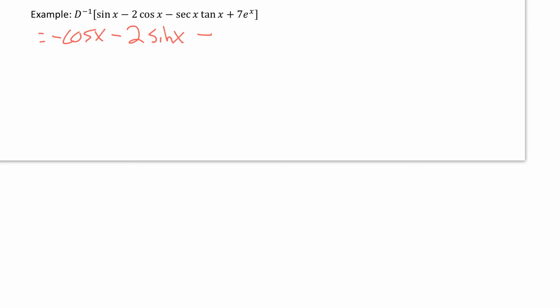What gives me a derivative of secant x tan x? The function I'm looking for is secant x. And what gives me a derivative of e to the x? Simply e to the x. And when you're finished your antiderivative question, always remember to add plus c.